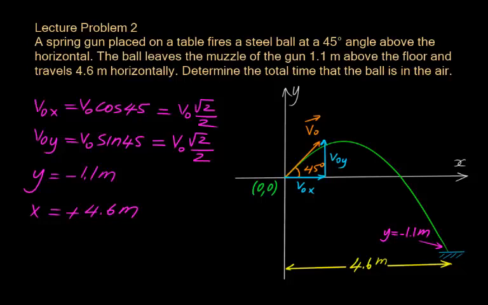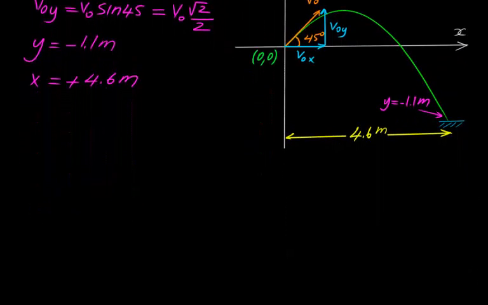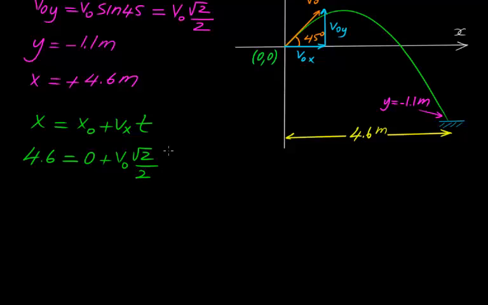Since the question is asking for the total time from the time it is launched all the way until it hits the ground, in principle we can use either the x motion or the y motion. The x motion can be represented by the equation x equals x0 plus vx t. We know that x, the horizontal displacement, is positive 4.6. x0, which is chosen in my coordinate system to be 0, plus the vx, as obtained earlier, is v0 square root of 2 over 2 times the time t.